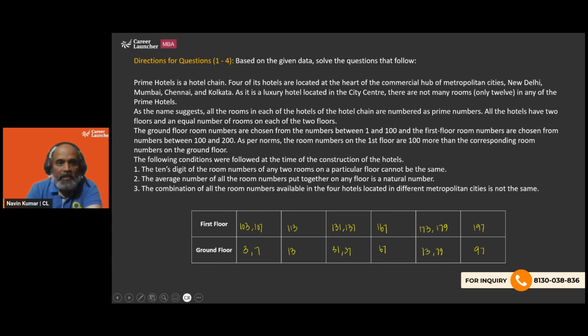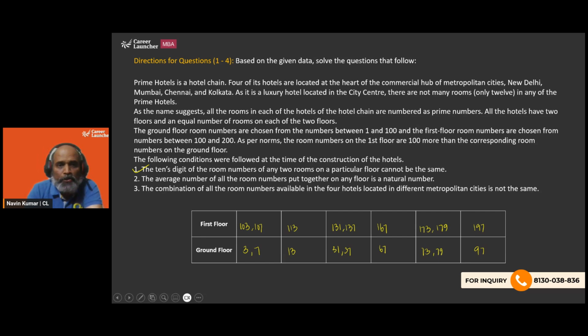Okay. Now, we are done with the first condition, that the tens digit of the room numbers of any two rooms on a particular floor cannot be the same. There are 6 floors and we have got 6 rooms on each. The average of all the room numbers put together on any floor is a natural number. This is something we will solve and look into every time we solve the question.